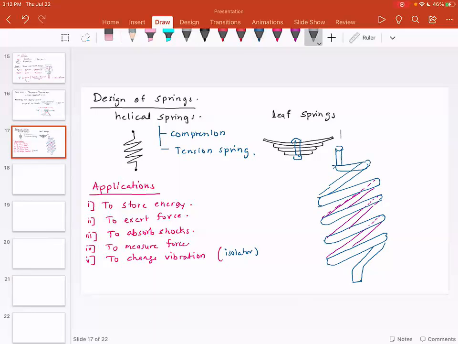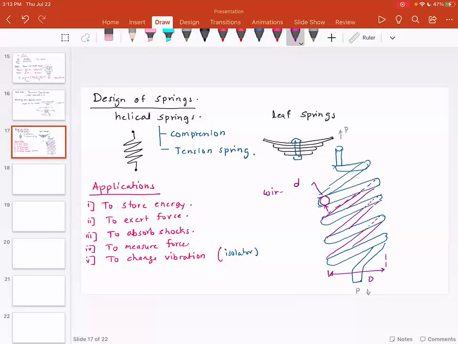There will be a load P over here. Same load will be applied over here. And there are two important dimensions. One is the diameter of the coil, and second one is diameter of the wire. So wire is small d, coil is capital D.